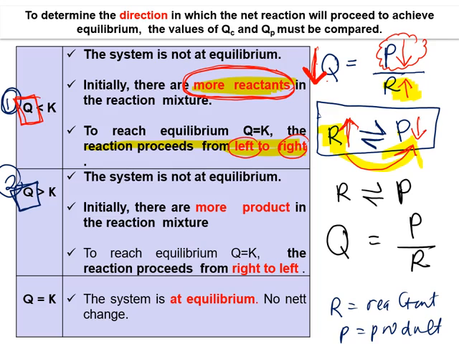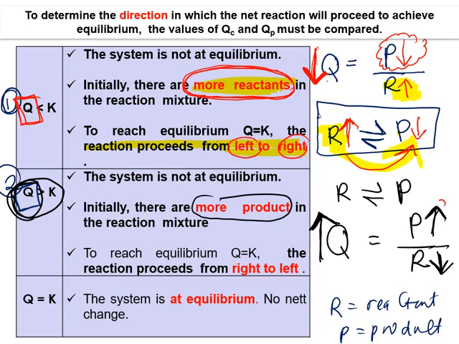Betul? Kenapa kita akan dapat nilai Q yang lebih besar daripada K? Kenapa kita dapat nilai Q yang lebih besar dekat sini? Kerana nilai produk yang besar dibahagikan dengan nilai reactant yang lebih kecil. Betul? So, nilai yang besar bahagi nilai-nilai yang kecil akan menghasilkan Q yang besar. That's why lah kat sini, more product. Kenapa more product? Sebab P kita lebih besar. Produk kita lebih banyak berbanding dengan reactant. Itu yang dapat Q kita larger. So, produk ada banyak, reactant ada sikit.